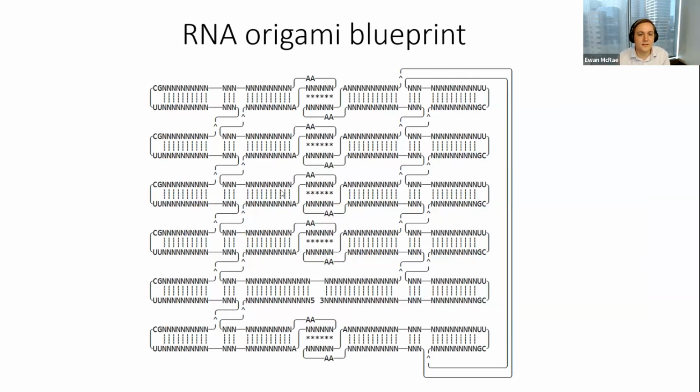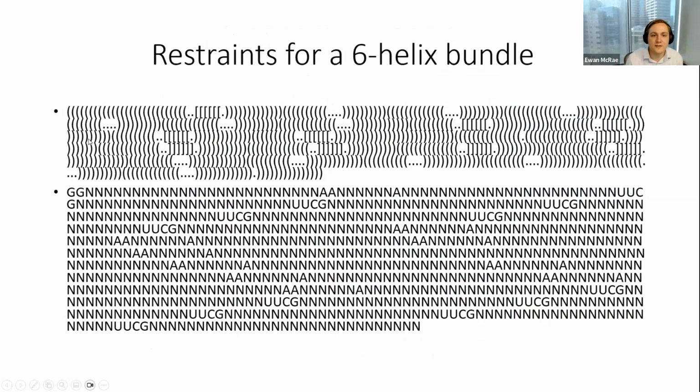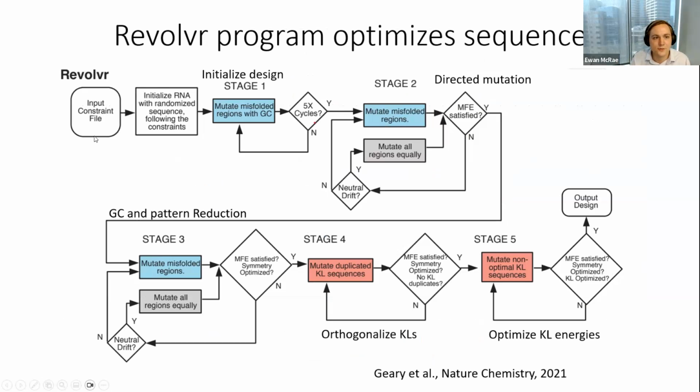So from this blueprint, we can generate these structural restraints. So this dot bracket notation showing the helices and pseudoknots, and then this sequence restraint. So we get a good transcription initiation. We have these nice UUCG loops and the motifs for the kissing loops. This gets fed into our sequence design program called Revolver, which will initialize a random sequence that follows these constraints. And then it goes through several stages of secondary structure prediction using the Vienna RNAfold software.